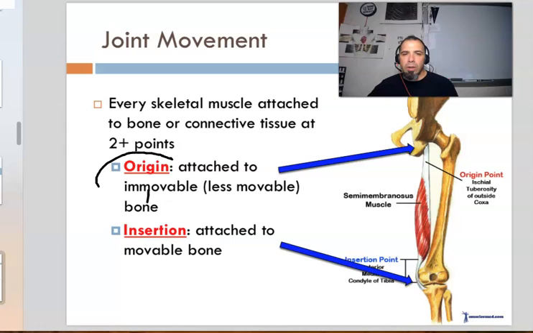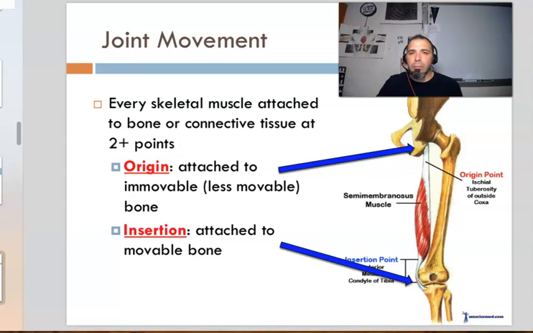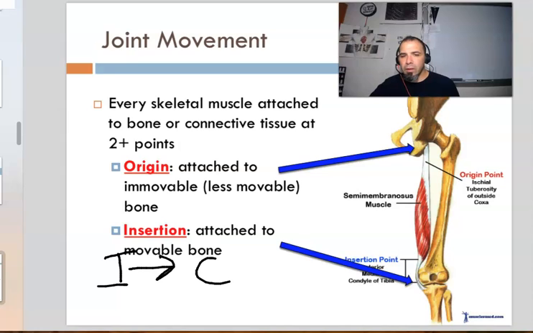And so the origin is attached to the immovable part, and the insertion is attached to the part that moves. The origin, again, is on the immovable part, and the insertion is on the muscle that moves. So if we look here, the insertion always moves towards the origin.